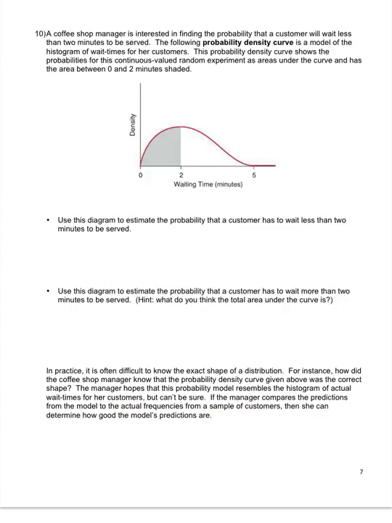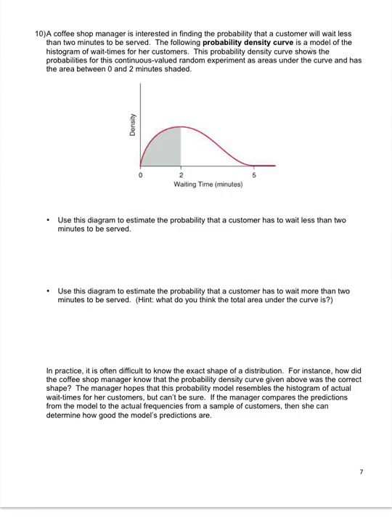Okay, number 10. A coffee shop manager is interested in finding the probability that a customer will wait less than 2 minutes to be served. The following probability density curve is a model of the histogram of wait times for our customers. This probability density curve shows the probabilities for this continuous valued random experiment as areas under the curve and has the area between 0 and 2 minutes shaded.